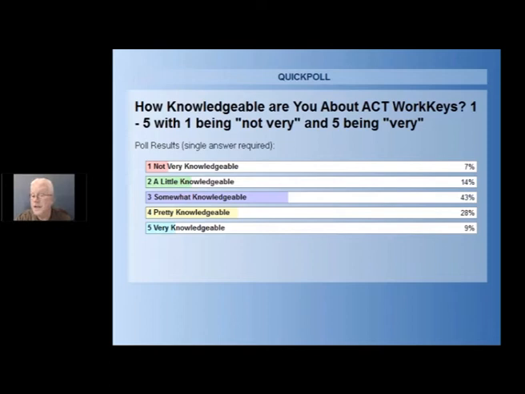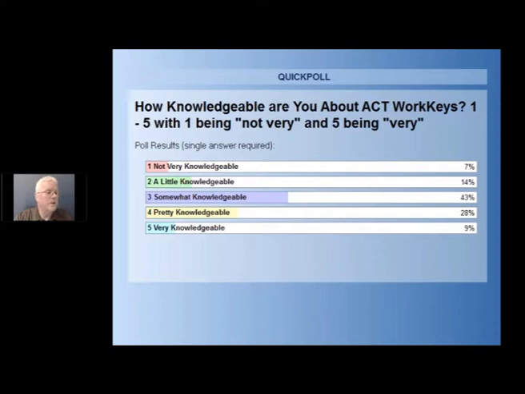All right, so there's the answer. Okay, we've got an education audience here, people that are interested in WorkKeys. You're here to attend this, and basically we've got 5%, 9% that say they're very knowledgeable, 28% pretty knowledgeable, 43% somewhat knowledgeable, and then 14 and 7 little and not very knowledgeable, respectively. You know, that's kind of interesting, but I'm going to just use that in the back of my mind as we go forward to help make sure that I explain things adequately.